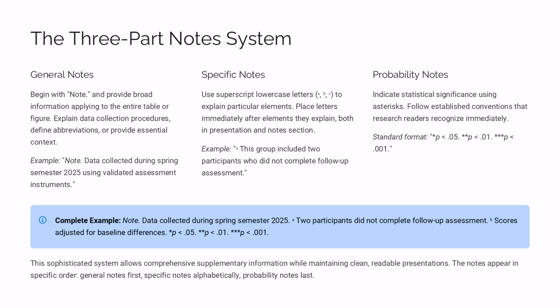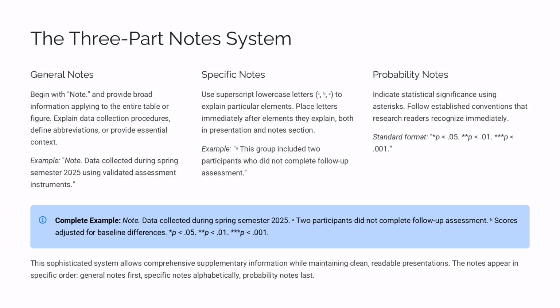This approach keeps the main presentation clean while ensuring readers understand all elements. Specific notes explain particular elements within the table or figure using superscript, lowercase letters, A, B, C, etc. These notes allow you to provide detailed information about specific cells, data points, or visual elements without disrupting the overall presentation.